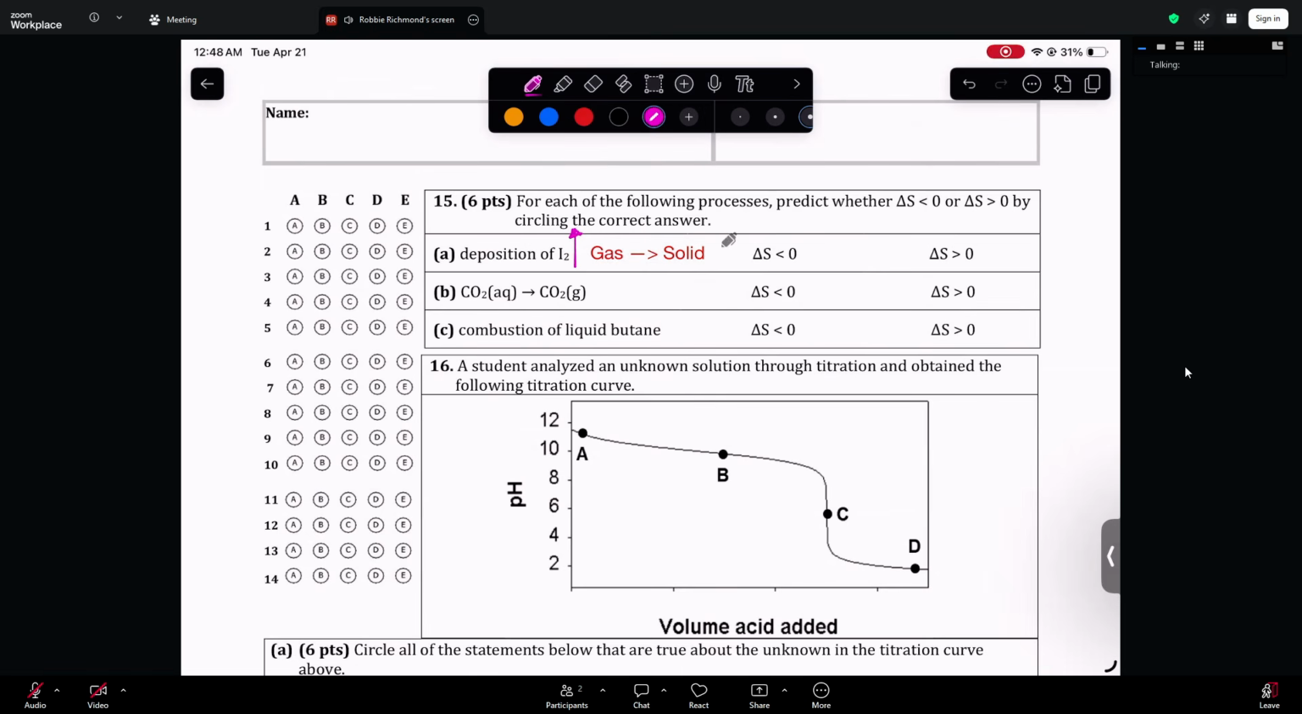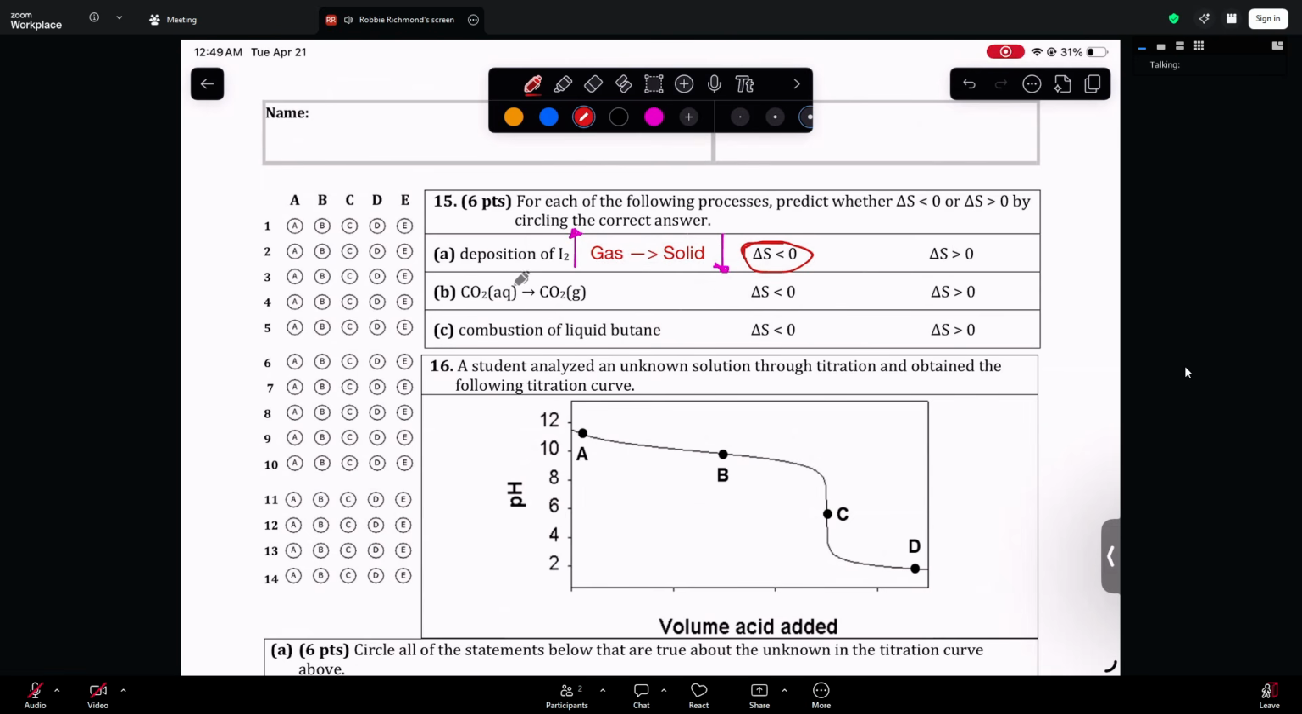While solids are more ordered or more structured, so the inherent S value of this is going to be lower. Since we're going from a high disordered thing to a low disordered thing, the delta S will be negative because it decreases through this change. Very similarly with statement B, this is just the vice versa of this.